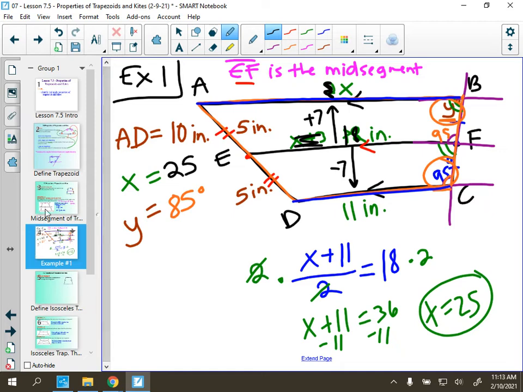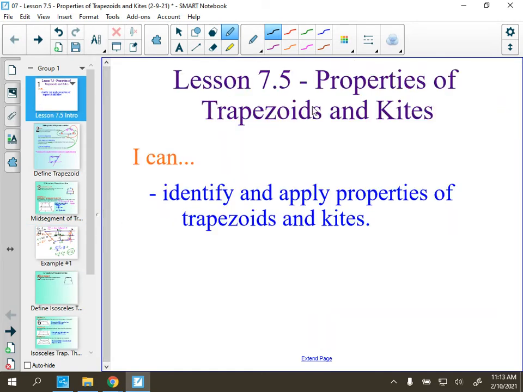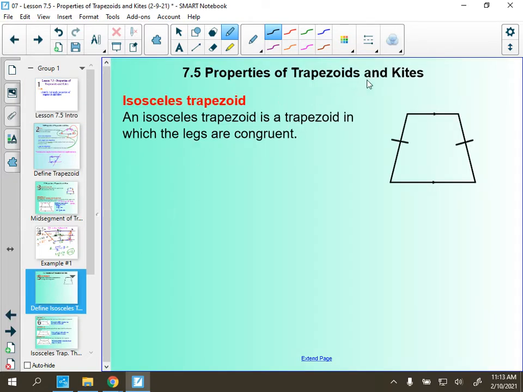Next figure. So there's actually 3 figures. I know the name of the lesson was properties of trapezoids and kites, so we're thinking, oh, I'm going to get by with just 2. There's actually a second type of trapezoid, which is right here. It's what's called an isosceles trapezoid.